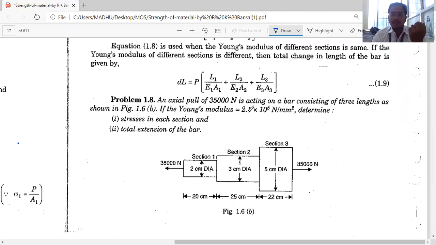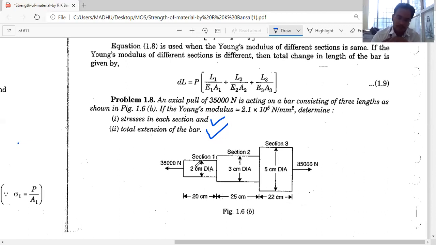If the Young's modulus is 2.1 into 10 power 5 Newton per mm square. Only a single Young's modulus is given, which means all the materials are the same. Determine the stress in each section and the total extension of the bar. Stress in each section means sections 1, 2, and 3. So the three sections are here, and the total extension we need to determine.